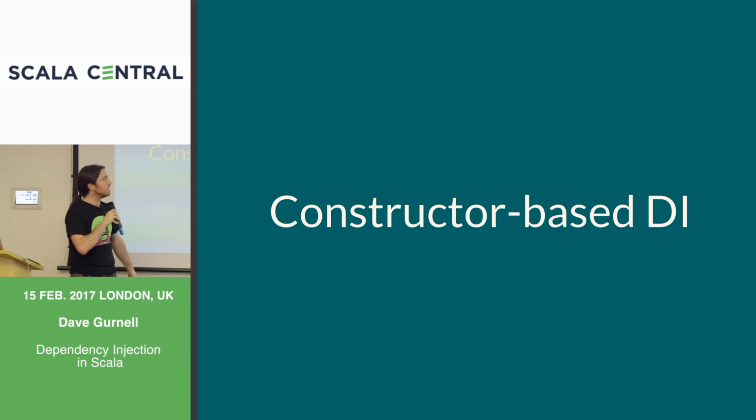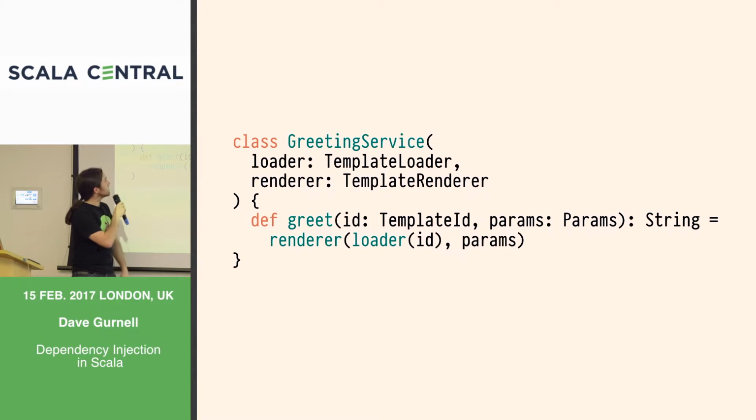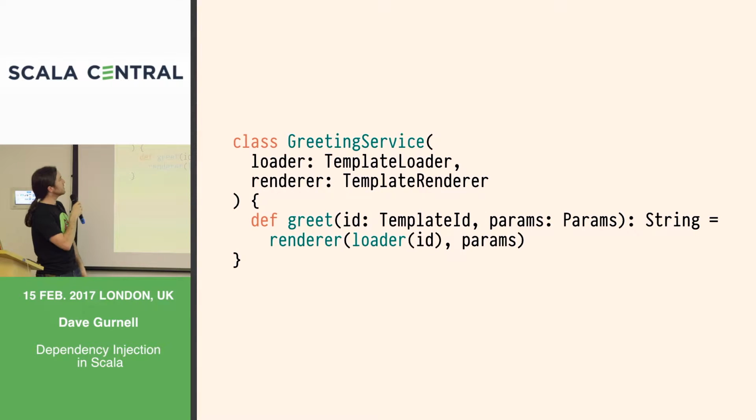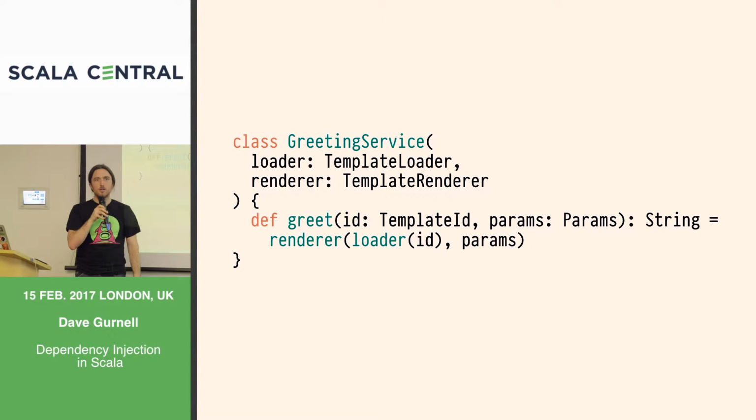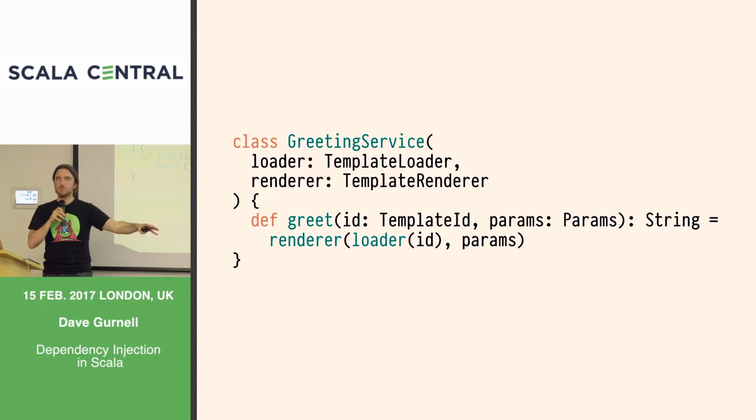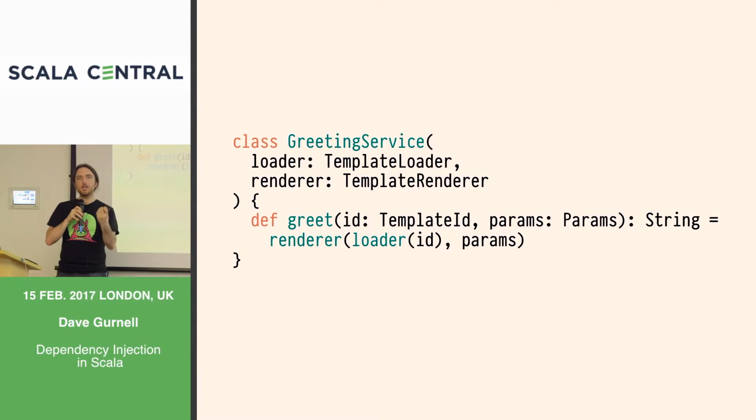So we just turn our greeting service into a class. We've got two constructor parameters here, loader and renderer, and then in our greet method, we just use them. It all seems reasonably fine. Now, when we make this transformation, we go from just having fixed dependencies to having things we can reconfigure. We gain a little bit of technical overhead in that every time I want to use a greeting service, I now have to build it.